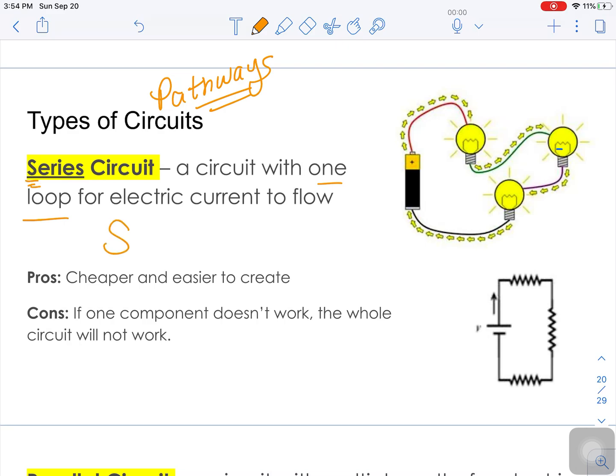So series begins with S, and I always remember it this way. Single begins with S too. A series circuit is a circuit where there is just a single pathway, just one pathway.